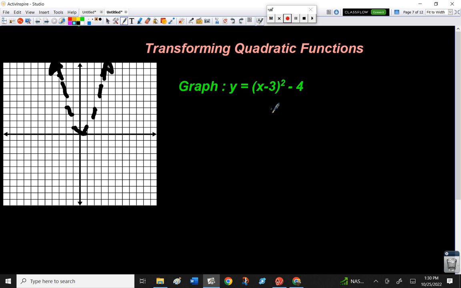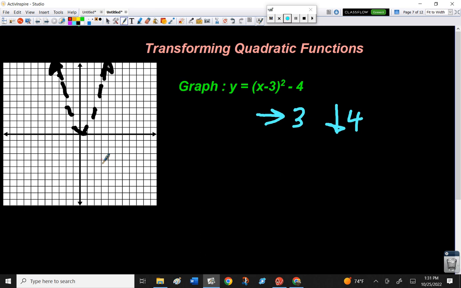And here's what's going to happen. This graph is going to be moving to the right 3 units, and it's going to go down 4 units. Notice there's no negative in the front, so there is no flip. All right, so let's go ahead and do this. Ready? I'm going to go to the right 3. So 1, 2, 3. I'm going to go down 4.